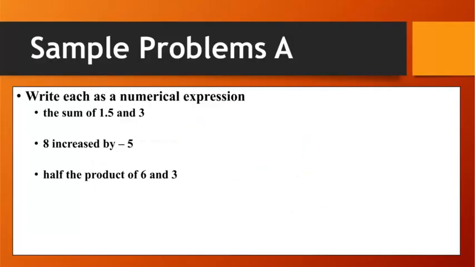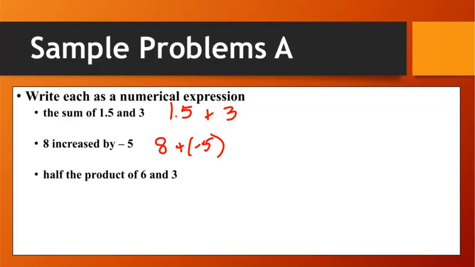So our first example, we're going to write each as a numerical expression. So they give it to us in words. The first one says the sum of 1.5 and 3. So I'm going to write this as a numerical expression. So that's 1.5 plus 3. Now I'm not going to solve it because it has to be an expression, and we're just using numbers that they gave us to write the expression. Next, 8 increased by negative 5. So if I would have 8, increased by means I'm adding a negative 5 to it, which really you're subtracting on that one.